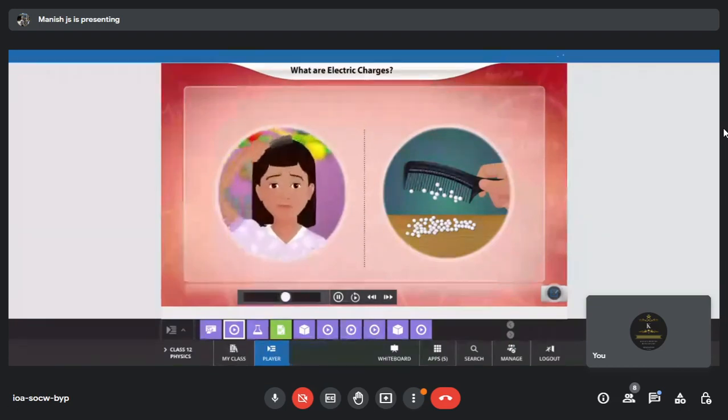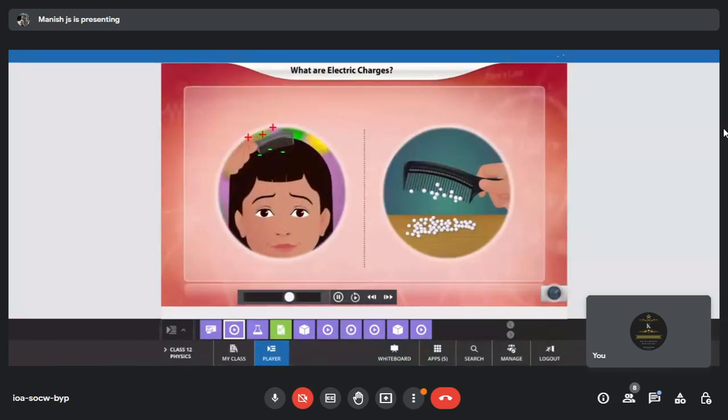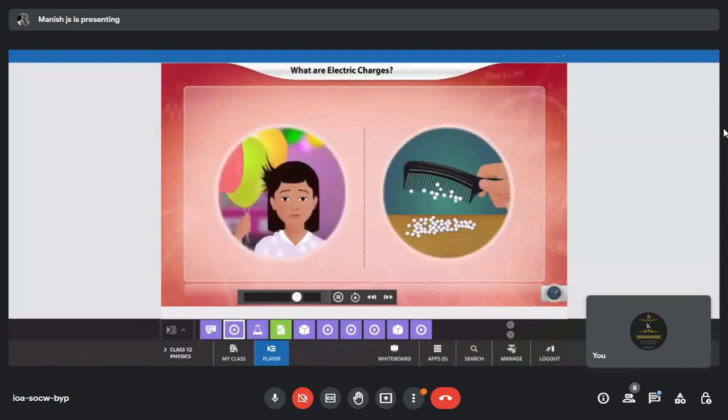Is this some supernatural force or pure physical phenomenon? Let's find out. When Rita combed her dry hair, both the comb and her hair became electrically charged due to rubbing. The hair attracted the balloon, and the comb attracted the thermocol balls. Such localized charges are called static charges, and the electricity produced by them is called static electricity.